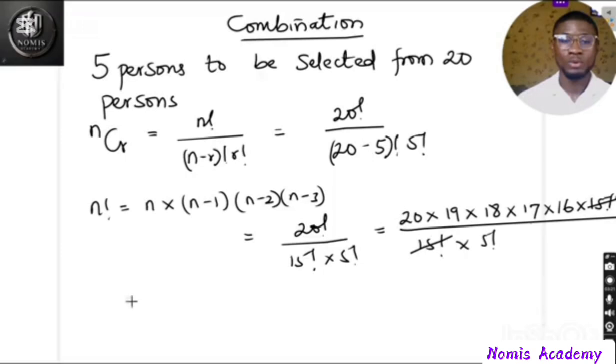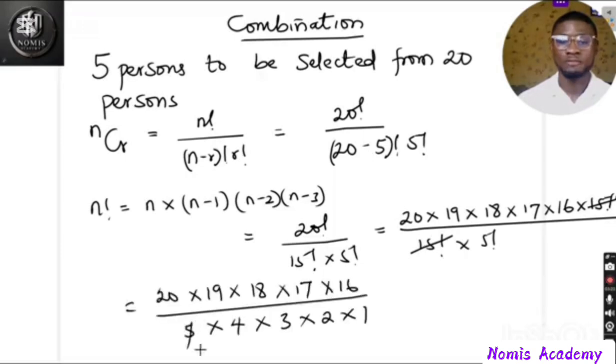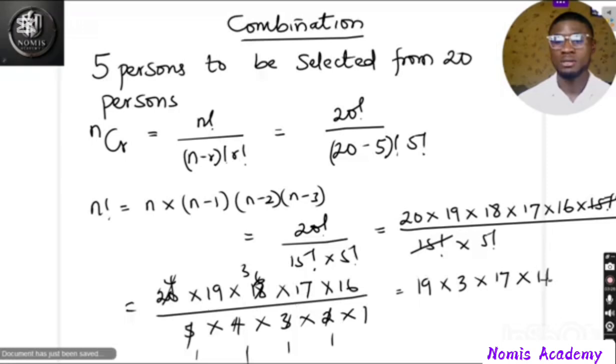So can I begin to divide to reduce to the lowest term? I can say 5 into 20 is 4, and 4 into 4 is 1. So 4 into 4 is 1. Then 3 into 18 is 6, right? 3 times 6 is 18. So what I'm left with, I have 2. So 2 into 16 is 8, and then 2 into 6 is 3. So I'm left with 19 multiplied by 3 multiplied by 17 multiplied by 16. So if we multiply this together, we're going to have the number of ways that I can select 5 persons from the population of 20 persons.